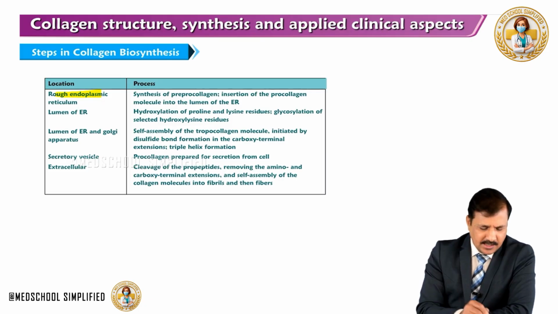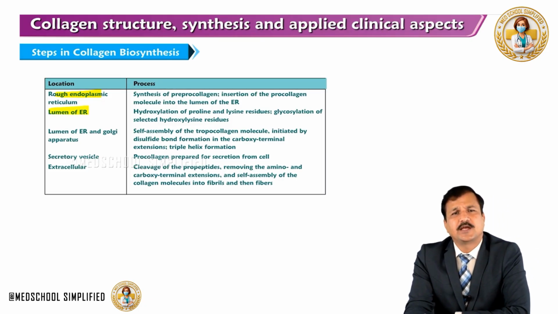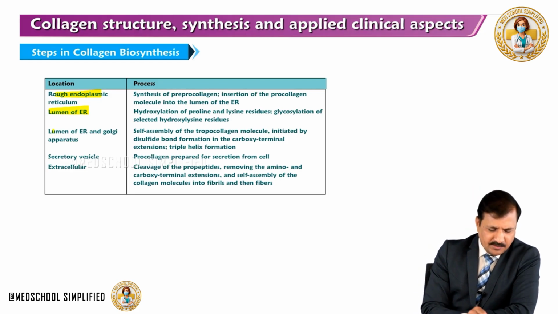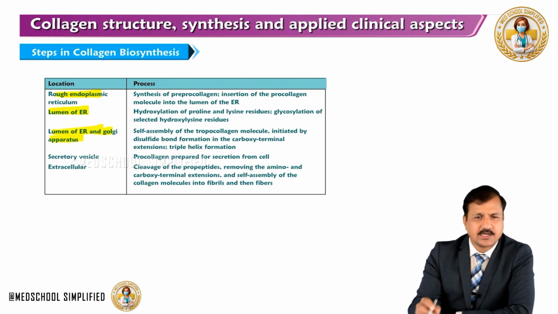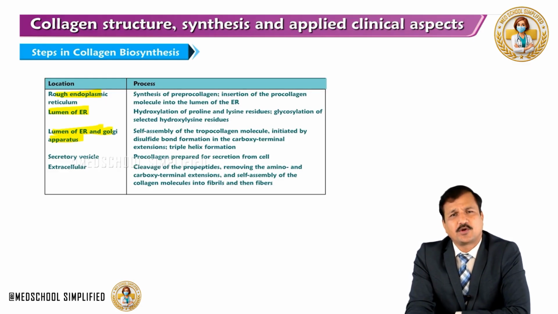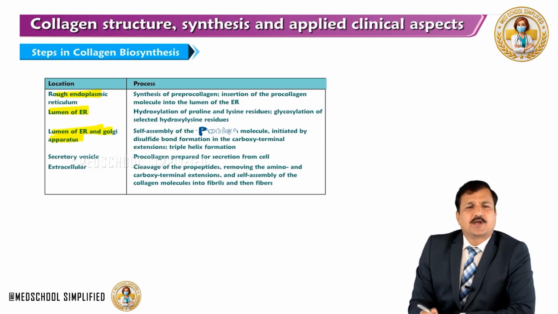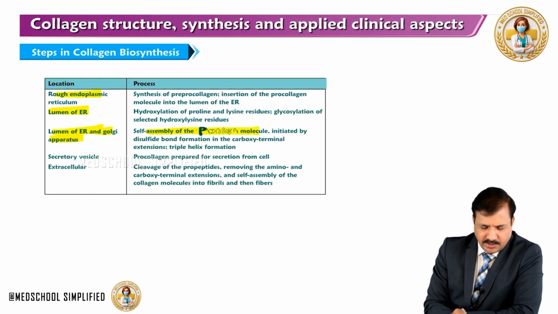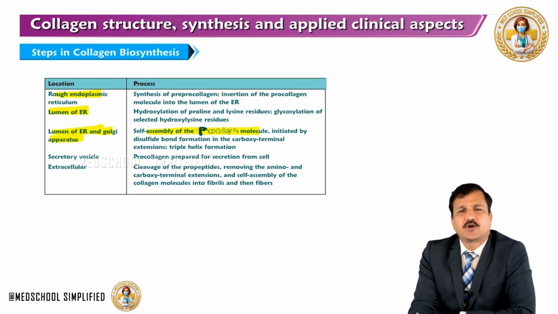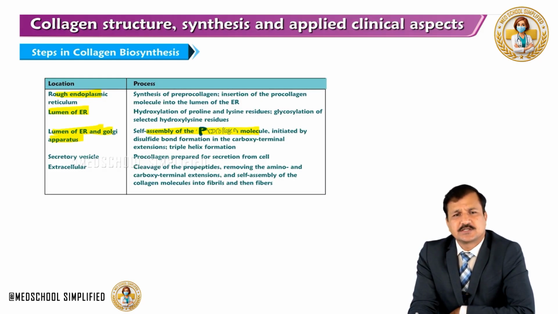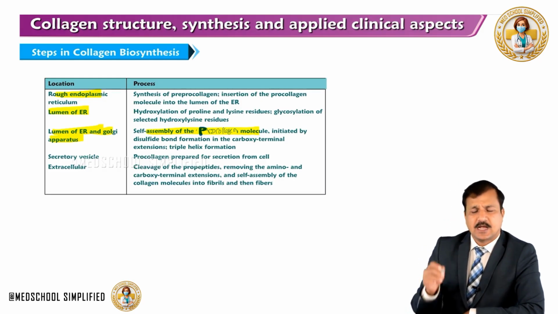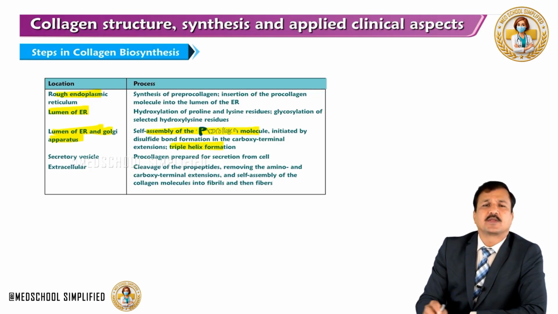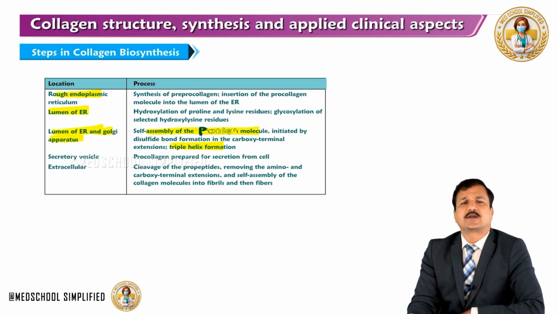reticulum. That's what happens. And in the lumen of the endoplasmic reticulum, there will be hydroxylation of proline and lysine residues, and then glycosylation of selected hydroxylysine residues happens. And in the lumen of the endoplasmic reticulum, going into the Golgi complex, there will be self-assembly of tropocollagen molecules. So in the lumen of the endoplasmic reticulum and Golgi apparatus, there will be self-assembly of procollagen molecules initiated by disulfide bond formation starting from the carboxy terminus extensions going all the way towards the amino terminus, and there forms the triple helix molecule. So procollagen has the triple helix now.